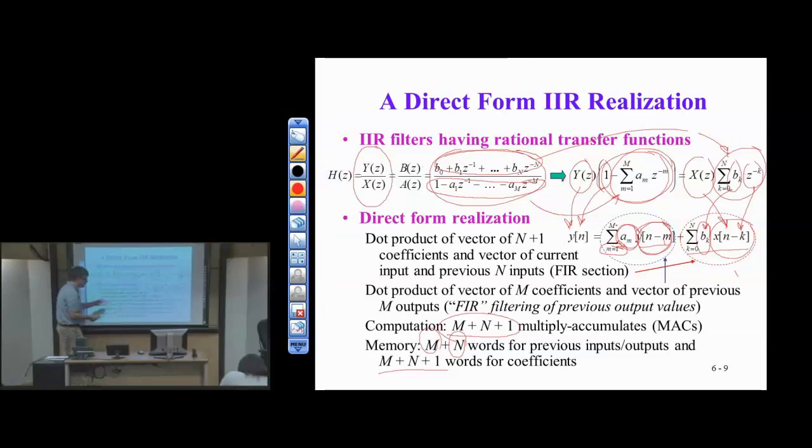For as many coefficients as I have in the filter representation, I need exactly that many multiply accumulates. And for as many coefficients as I have in my filter, I need twice as many memory locations. I need to store the coefficients, and I need to store the previous inputs and outputs, and the current input too.